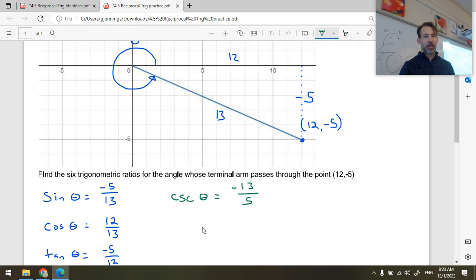And then how about secant? I guess secant goes with cosine, right? And that would be 13 over 12. We just flip it. And then cotan. Cot? Yeah, cotan. Negative 12 over 5. Oops, that's a 15. Strange what my hand does when my mouth is moving. So there we go. There's our 6 primary trigonometric ratios for that angle.